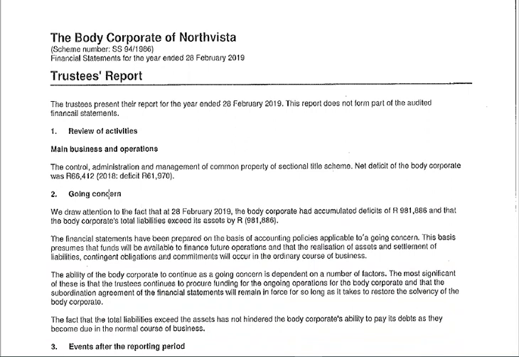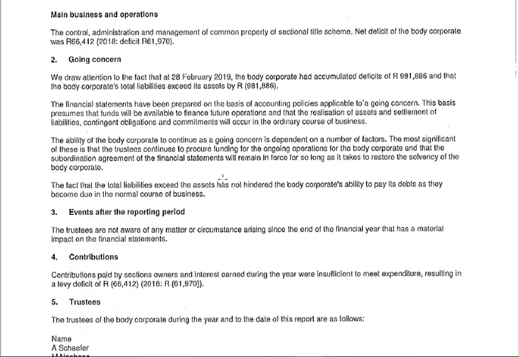Going concern, obviously, this relates to solvency of the building. And in this case, there's a bit of a paragraph for it because this is more of an area of concern for this body corporate.